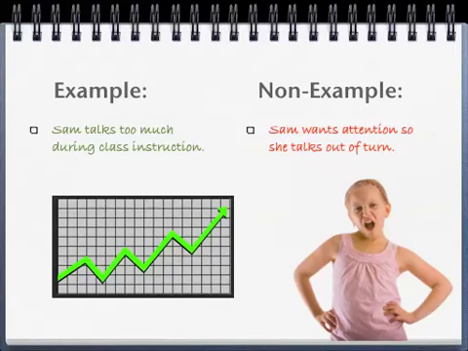An example of a behavior is Sam talks too much during class instruction. A non-example is Sam wants attention, so she talks out of turn. The reason this is a non-example is because it refers to the student's motivation for an action.